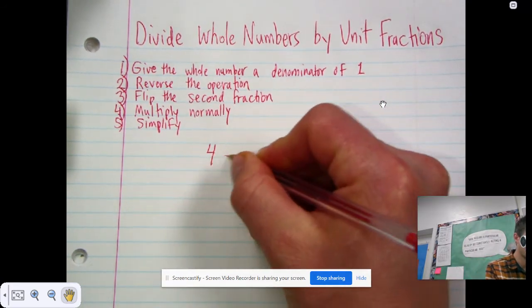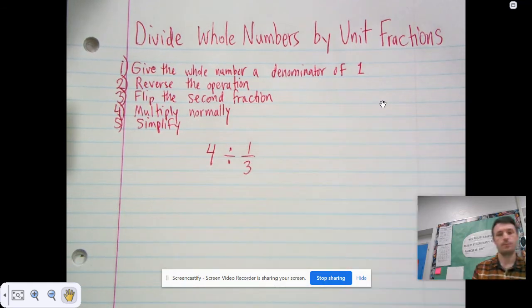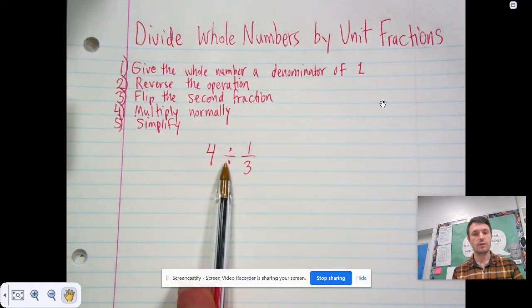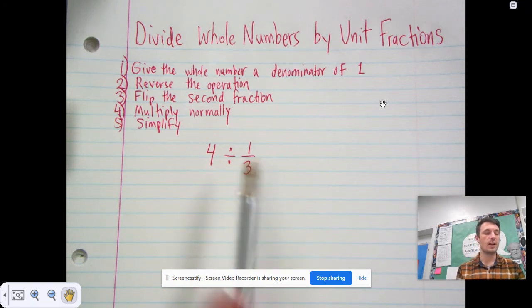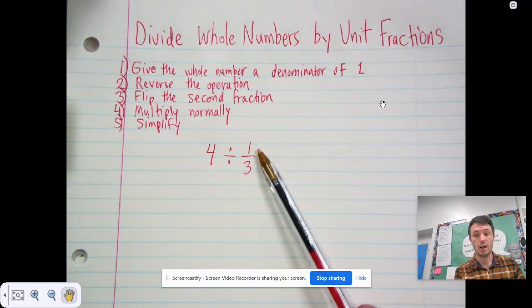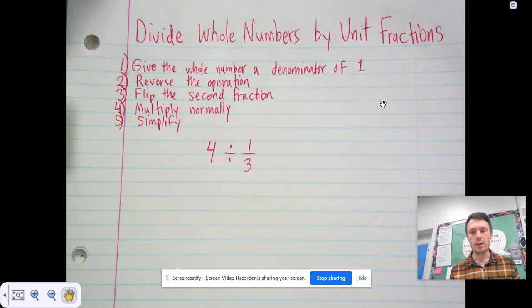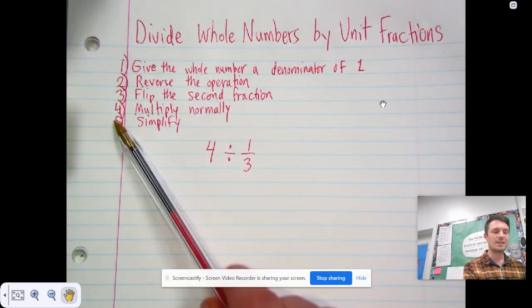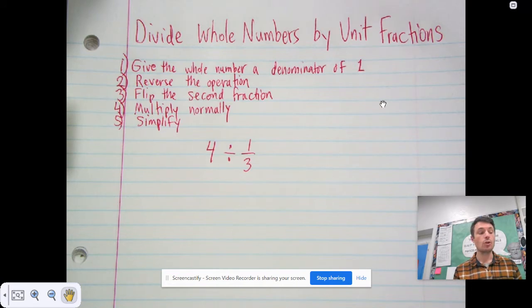Let's say we have 4 divided by 1/3. So this is a whole number 4 divided by the unit fraction 1/3. All the fractions in today's lesson will be unit fractions, which means they'll have 1 as a numerator. But the way that we go through these steps is the exact same. You would divide by any fraction the same way that you'll divide by unit fractions in today's lesson. It wouldn't matter what the numerator was, okay?